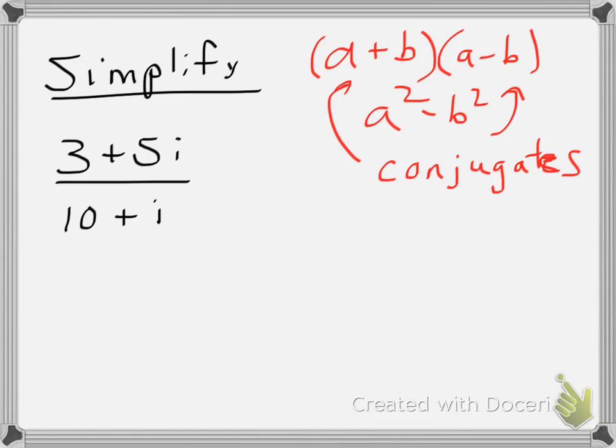What that means is, to simplify this, I'm going to look at my denominator and identify that I have two terms, one of which has an i, and I'm going to automatically go to the conjugate, which is going to be 10 minus i. And I'm going to multiply that to my numerator and denominator.